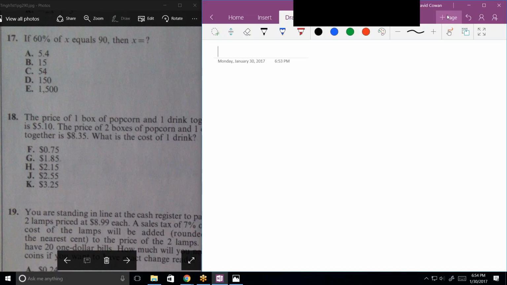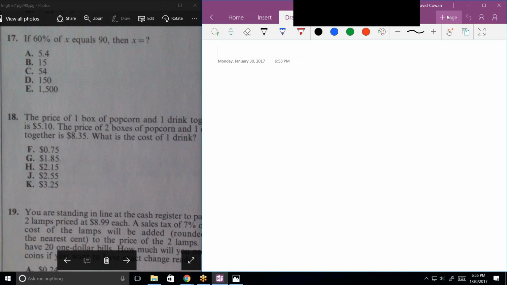60% of x equals 90. In other words, you can still back solve it. This is a great one to back solve. You don't need to back solve it. It's a simple enough equation, but back solving solves it the quickest, in my opinion. So 60% of which of those answers is equal to 90?